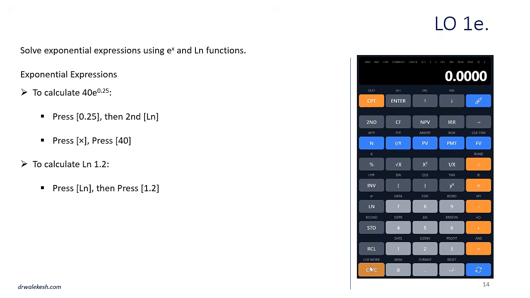Let us solve for the natural logarithm of 1.2. To solve for the natural logarithm of 1.2, we would first press the number, that's 1.2, then you press ln, or we could say natural logarithm.